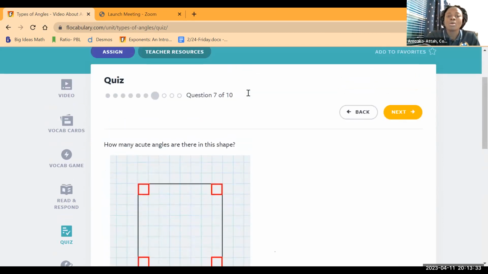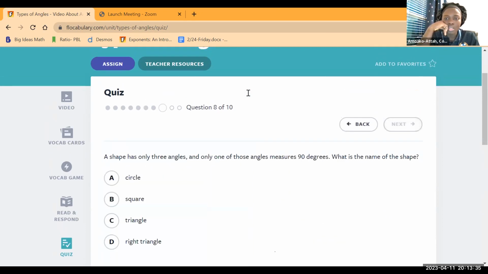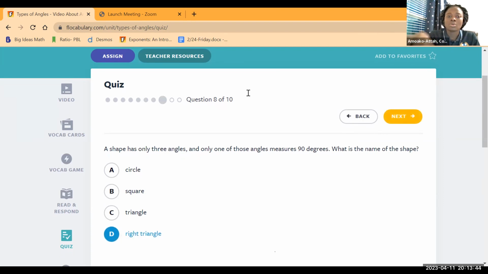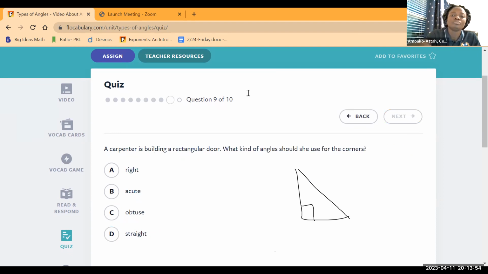Okay. A shape has only 3 angles and only one of those angles measures 90 degrees. What is the name of the shape? Right angle. So that is a right angle. One side is the 90 degrees, right? Okay. Right triangle. Good. Right triangle. All right. A carpenter is building a rectangular door. What kind of angle should she use for the corners? Of course, we say this. Right.